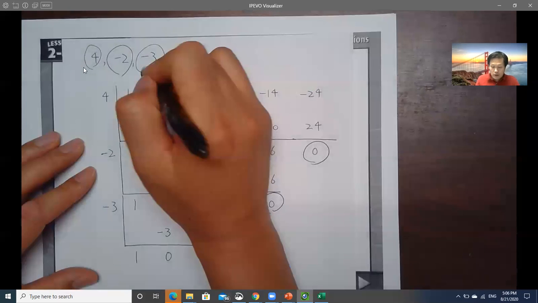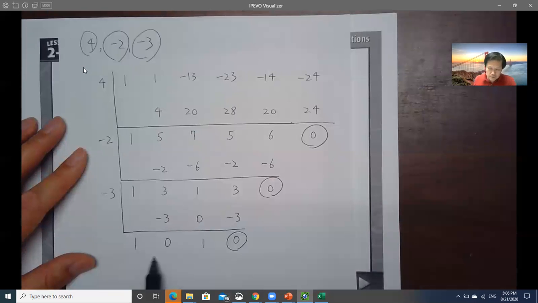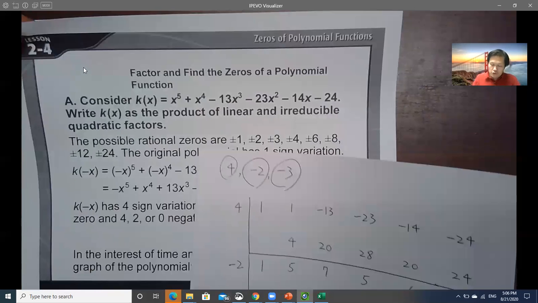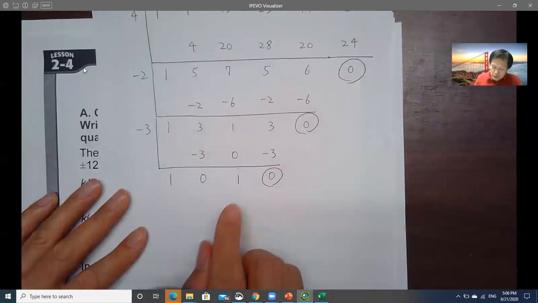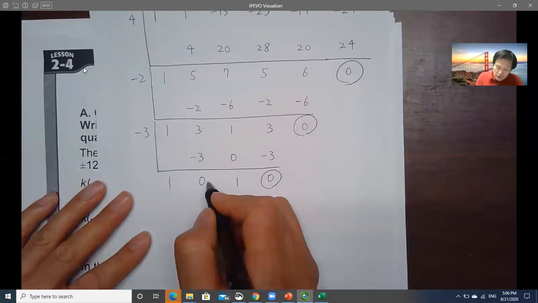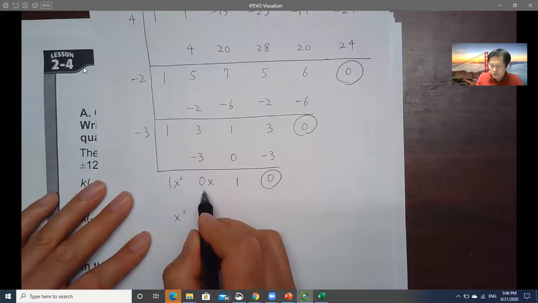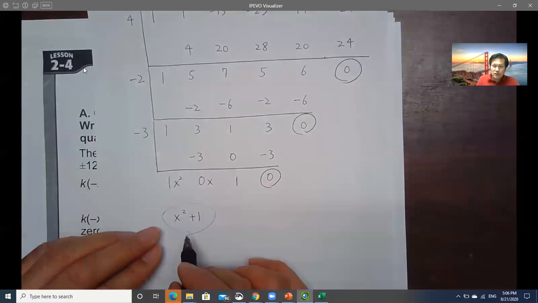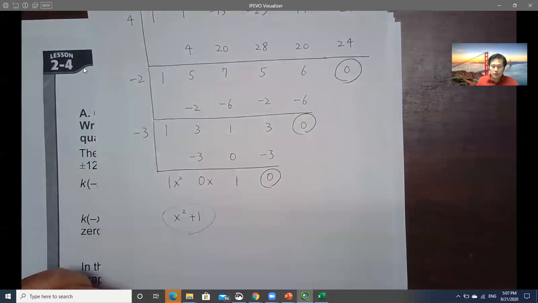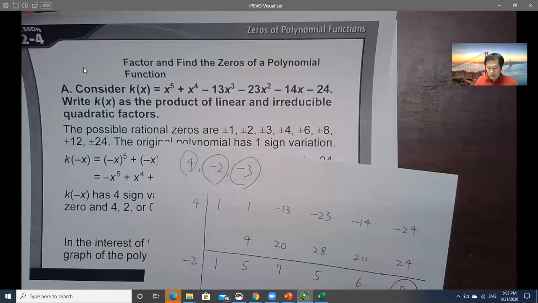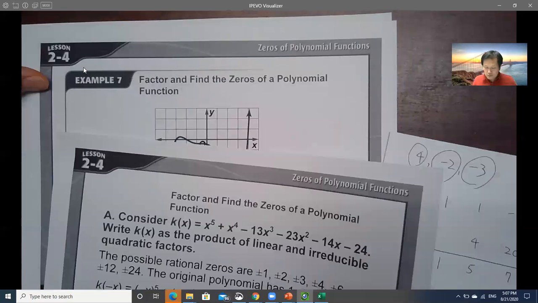Now, the leftover, if you write it down, will be an x squared there. So you got x squared, 0 times x is just 0, x squared plus 1 will be left over. And if you try to factor this, it's not going to work. Okay? So we have the linear factors we're looking for.